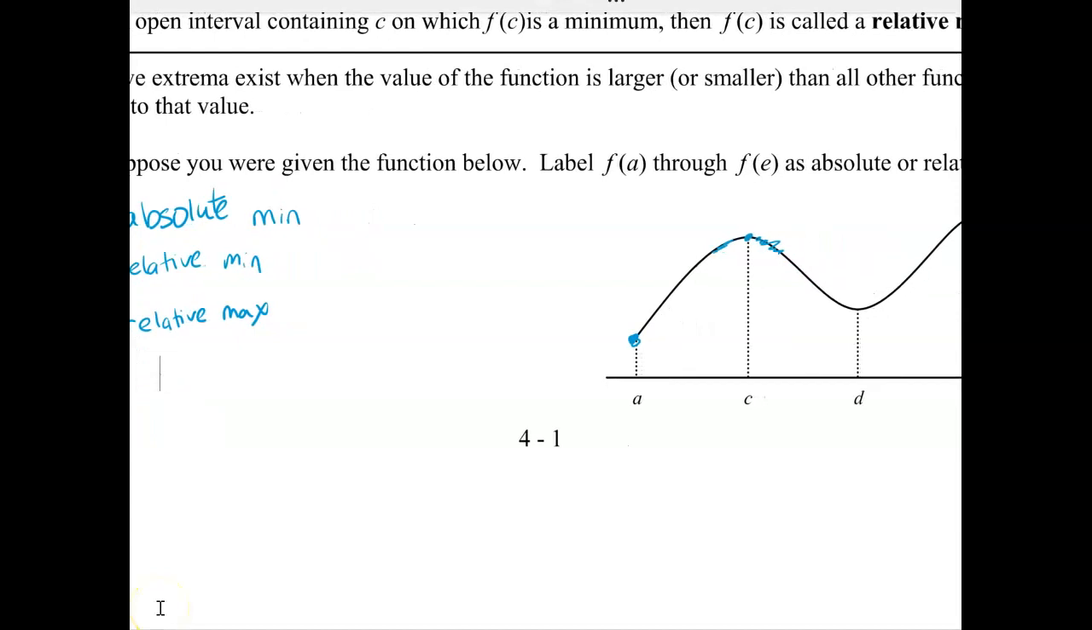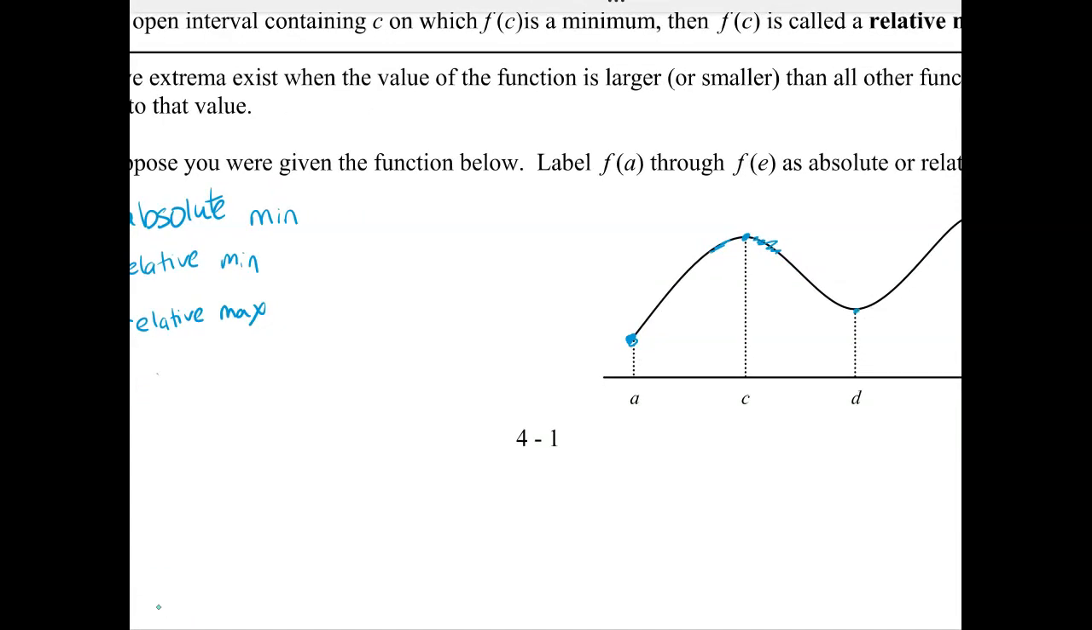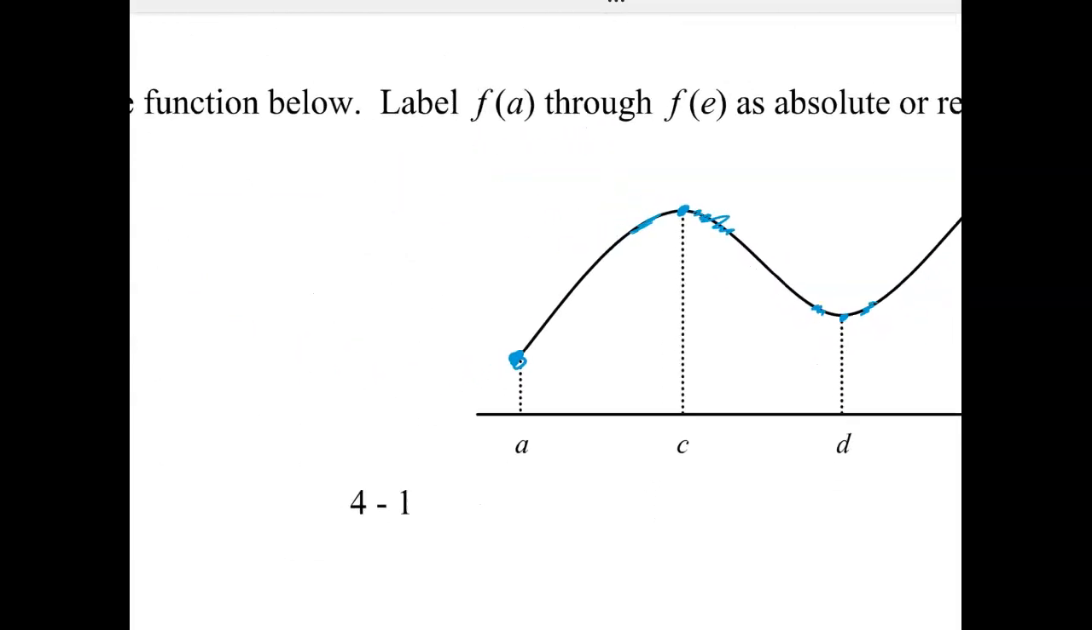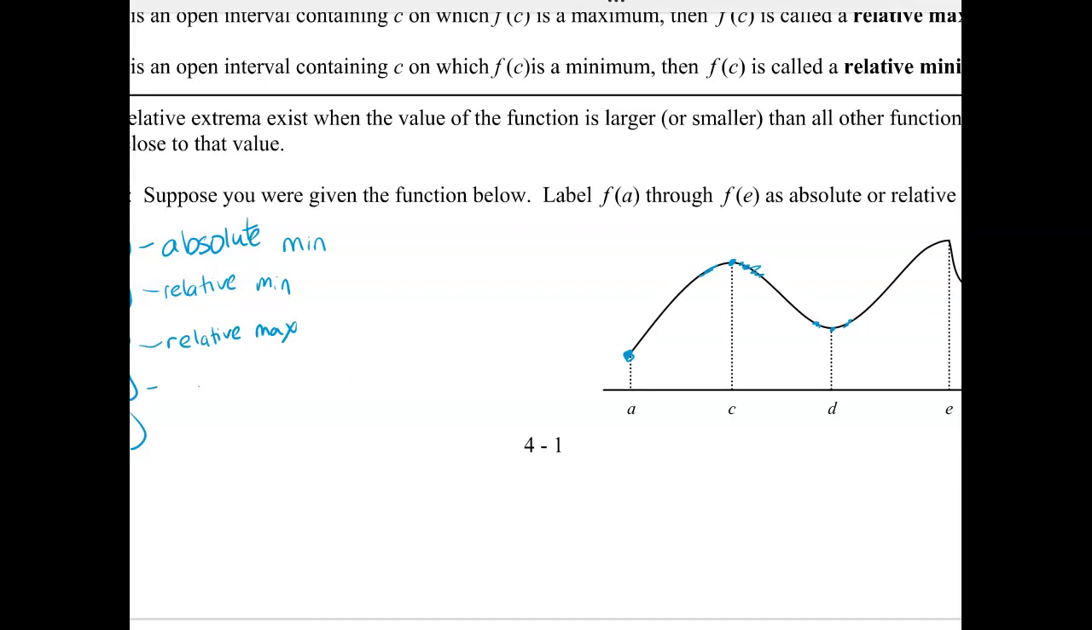Looking at point d compared to the rest of the graph surrounding it, y value wise, that is the lowest point in that local area. So that does make it a relative min.